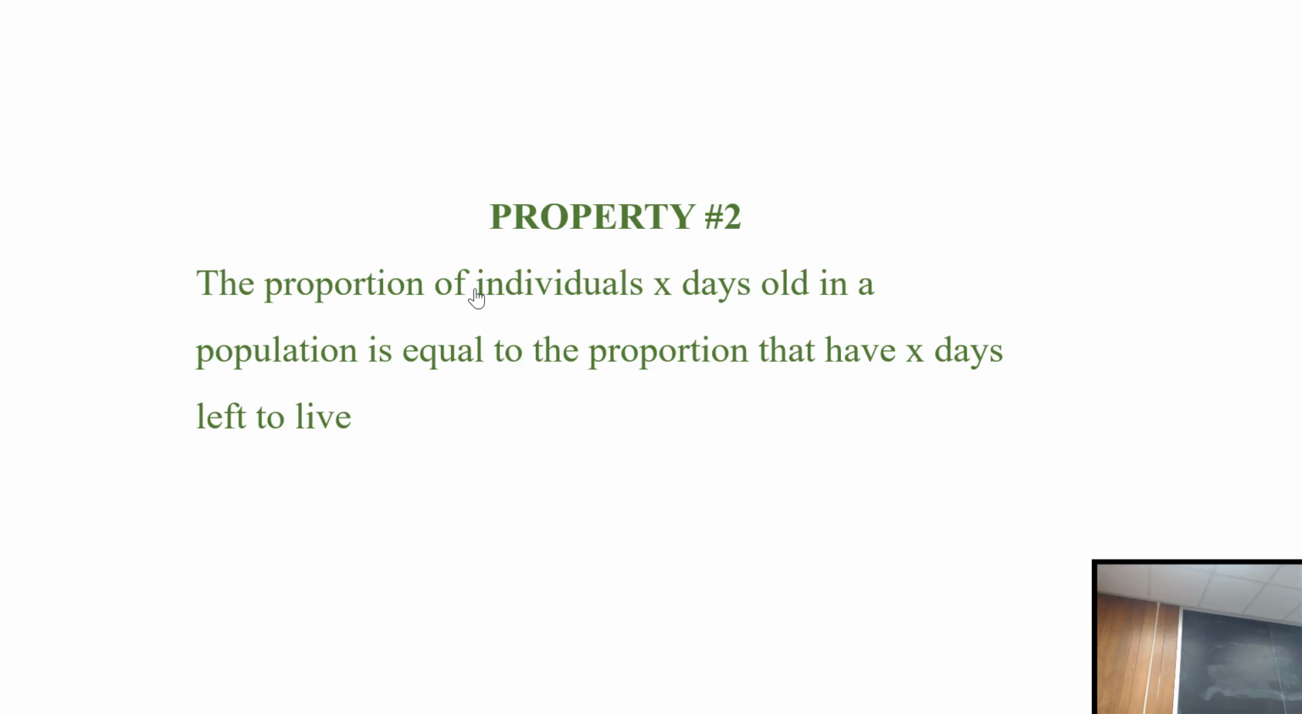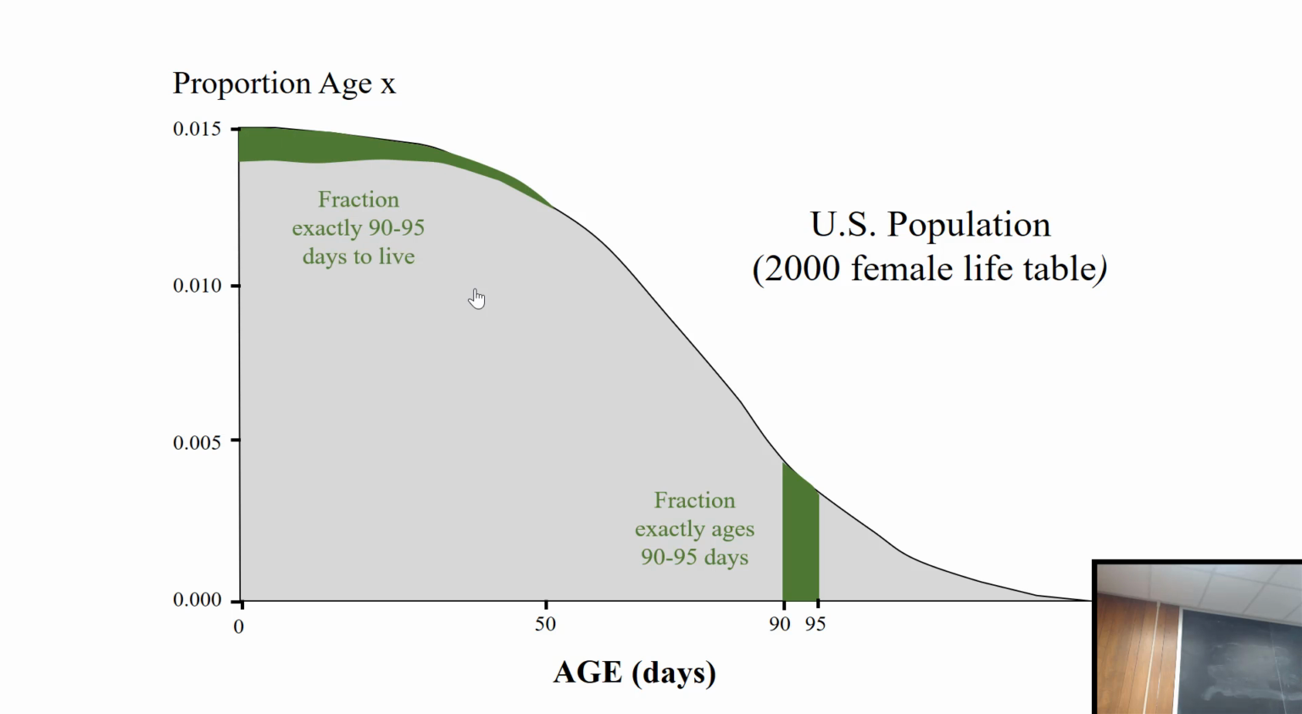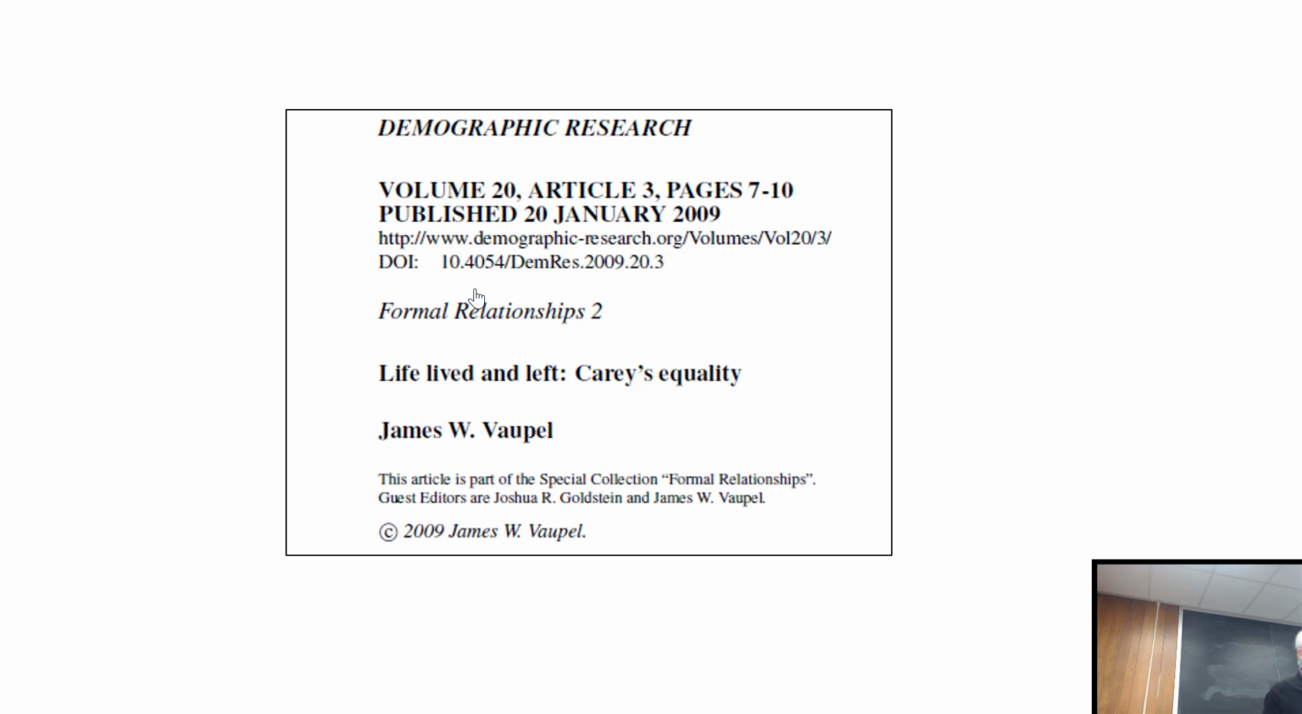The proportion of individuals X days old in a population is equal to the proportion with X days to live. Okay? So here in a stationary population, you'd have this fraction that are exactly 90 to 95 days old. This equals the fraction that still have 90 to 95 days yet to live. Okay, that's the equivalency of this equality that I discovered.